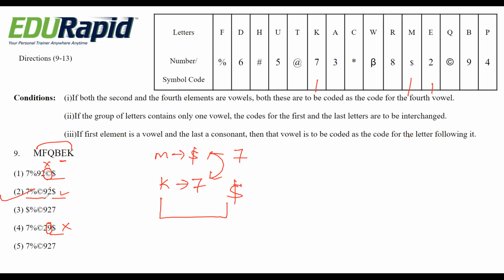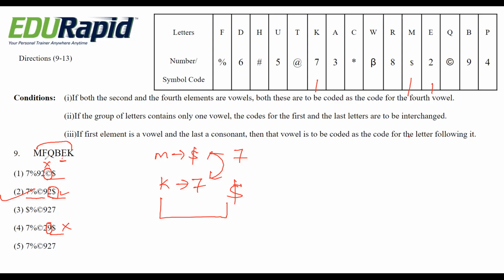7, percentage, copyright, 9. So here the last 2 terms are 2 and dollar. For E, it is 2 and for K, it is dollar. So 2 and dollar are not present together in the remaining 4 options. So we can say that option 2 is the right answer. So no need to check the rest in the exam.